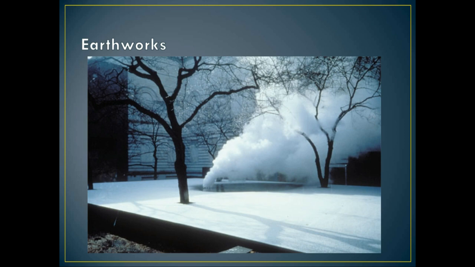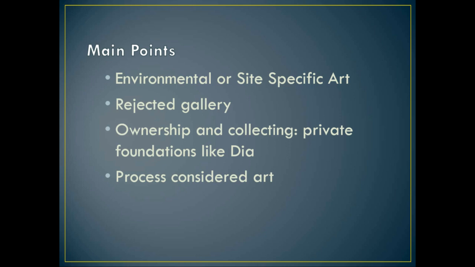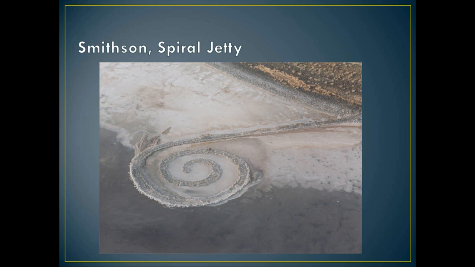A kind of brother-sister movement to minimalism is earthworks. Earthworks use a lot of the same philosophy, but it's outside. And so we often see it referred to as environmental or site-specific art. It's thinking about, what if you're not using a gallery or a museum? And then how do you own this stuff? Probably the most well-known earthwork curator is the Dia Foundation. They're very famous for taking a lot of these earthworks and curating them. And you've already seen the Robert Smithson piece, Spiral Jetty. Here it is again. This is a piece in the Great Salt Lake in Utah.